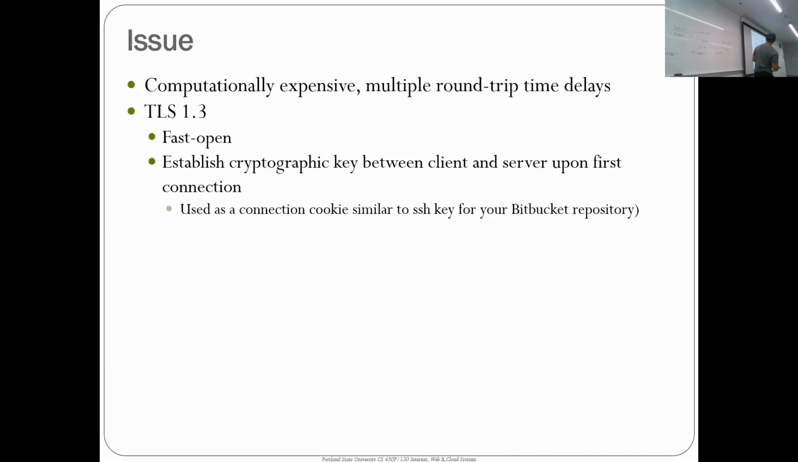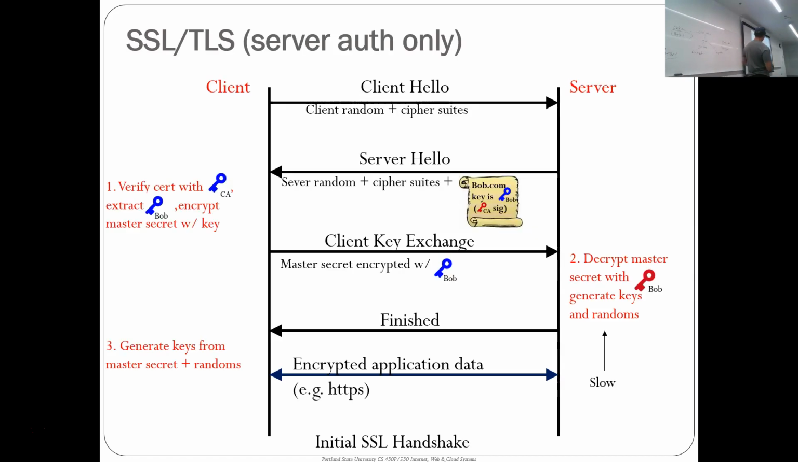Okay, so there are some issues here we're going to talk about. The first is that it's computationally expensive, and you've got multiple round trip times. Every time you get the base page, you see that there are some embedded objects, and then you have to do the handshake again. You get another base page, and you see the objects embedded, and you have to do this every single time.